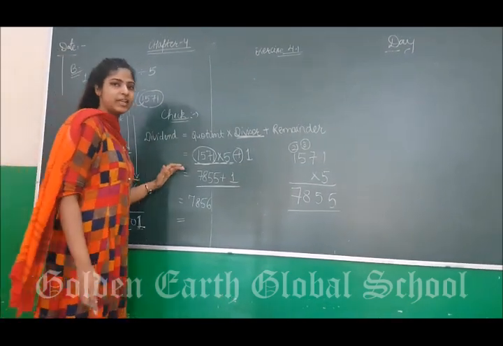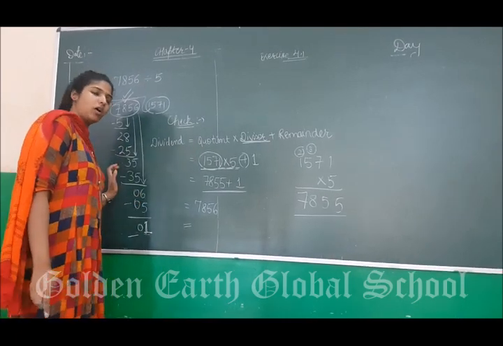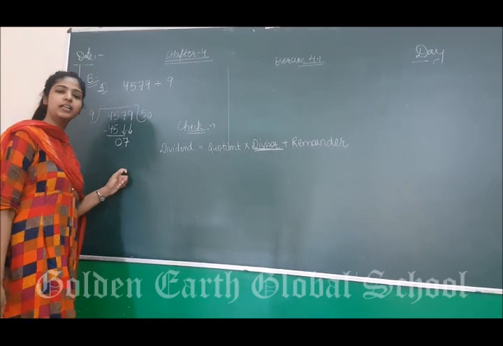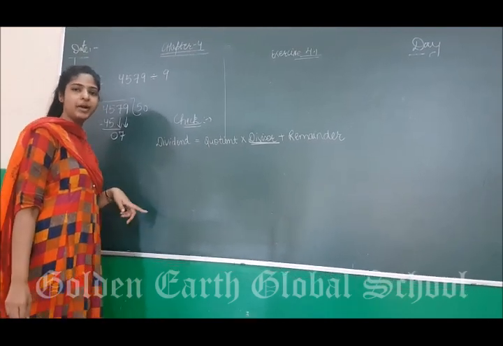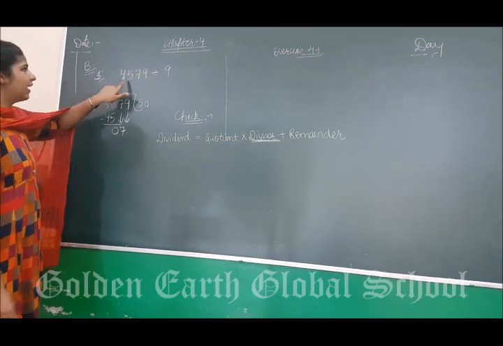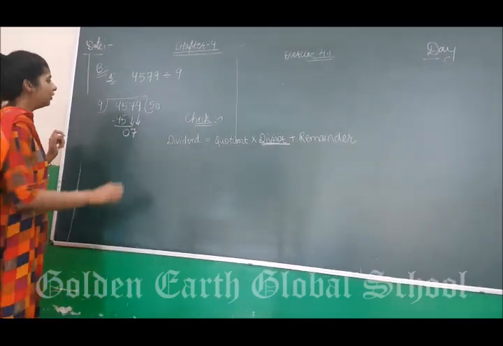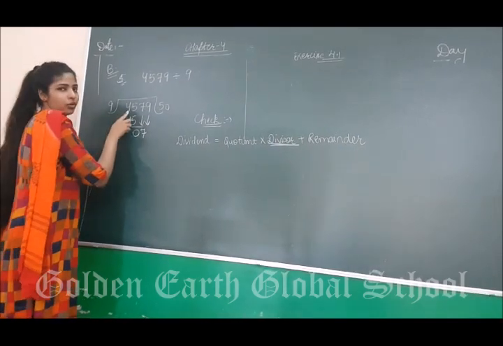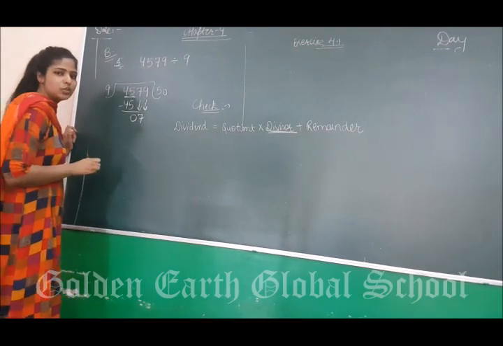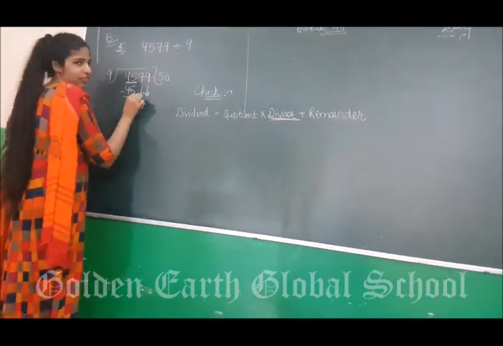This is just the method to check the division, whether it is right or wrong. Clear everyone? Now the second, third and fourth parts you have to do by yourself. Now the fifth part is 4579 divided by 9. So write down, 9 के टेबल पे 4 is less than the divisor part. So we will take the first two digits, that are 45, and 9 5s are 45.